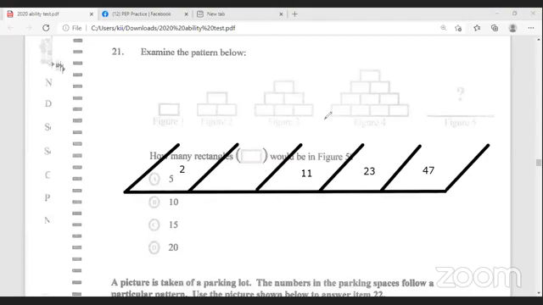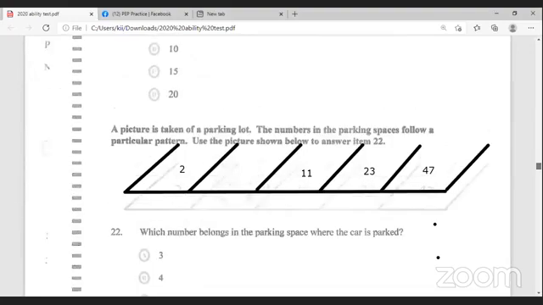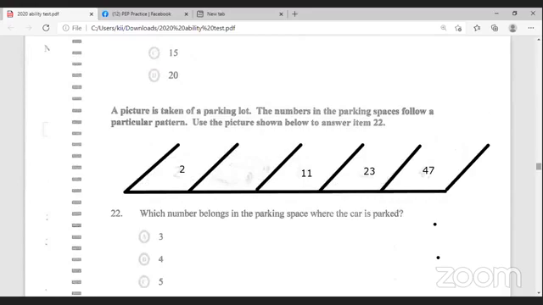All right, let's jump back to question 22. Let's see if I can get it right there. Great. A picture is taken of a parking lot. The numbers in the parking spaces follow a particular pattern. Use the picture shown below to answer item 22.